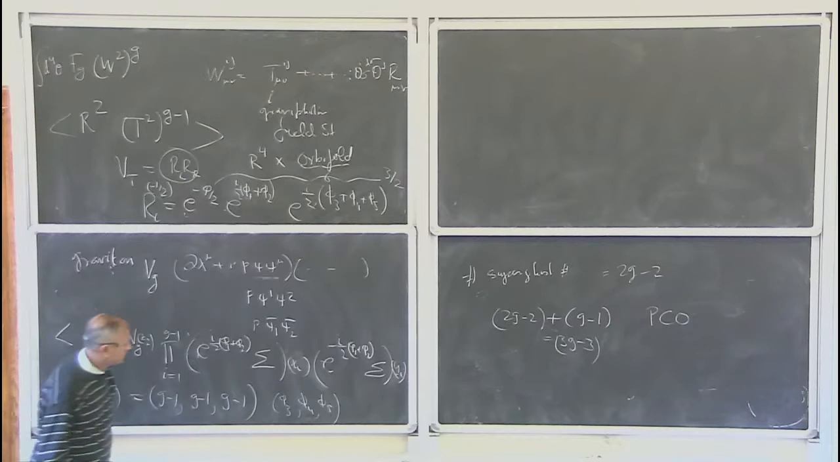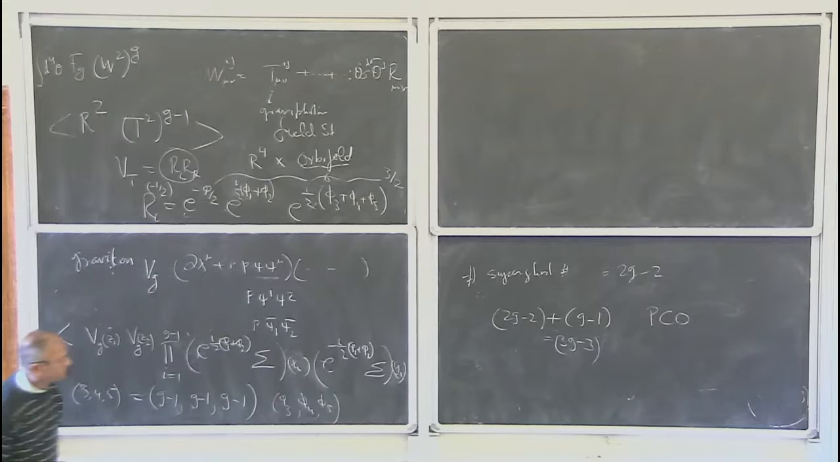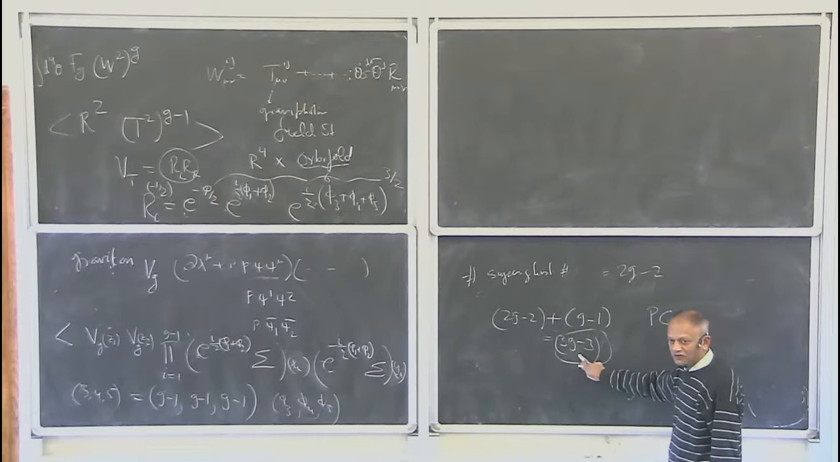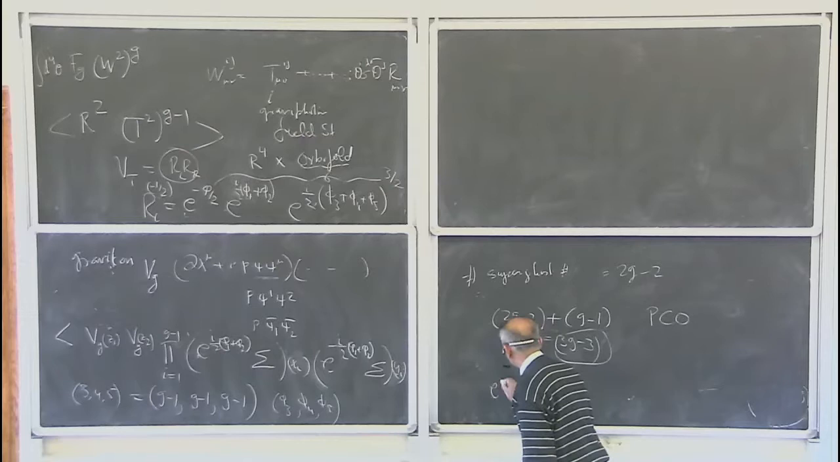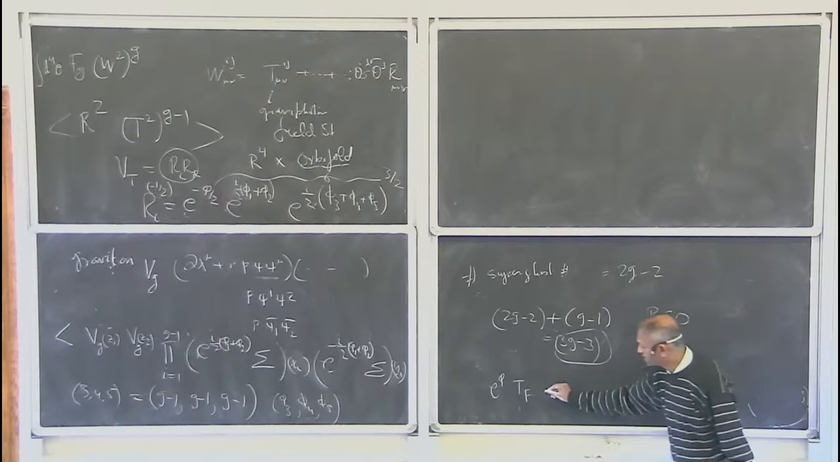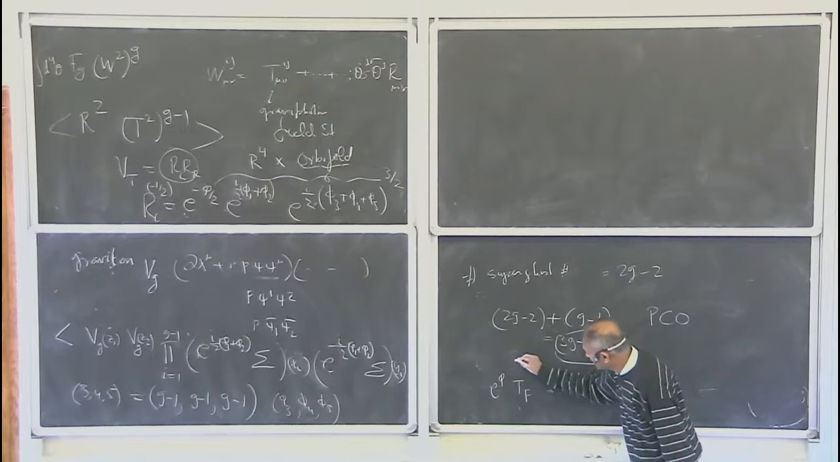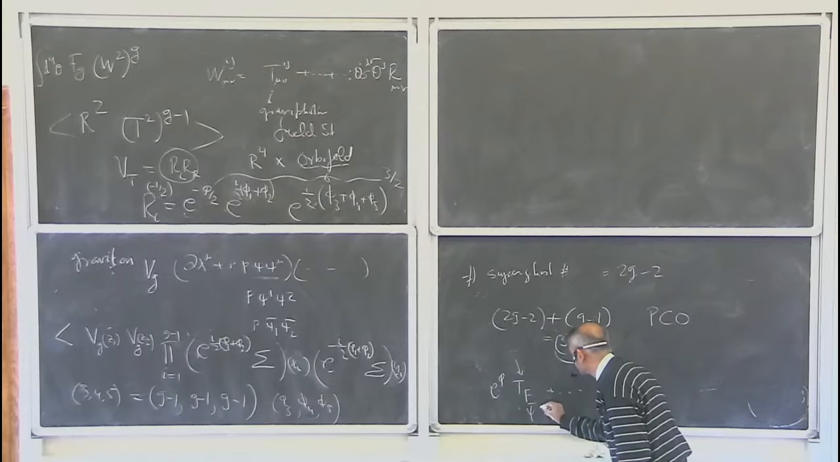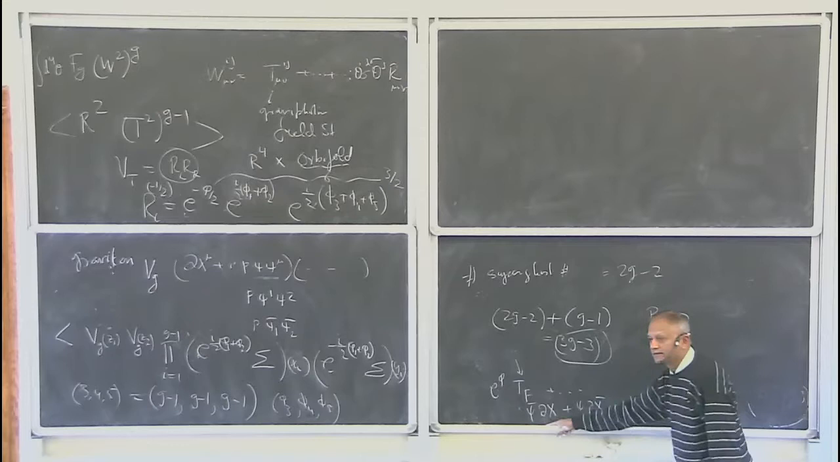Now, naively you would say the answer is zero, because how can you balance the charge, right? But we have the PCOs, and that's exactly the right number. Of course, there are many terms in the PCO. In particular, there is a term which is e to the phi, the super ghost, times TF, the fermionic partner of the stress energy tensor, plus other junk, okay? But only this part will contribute, because this is of the form psi bar dx plus psi dx bar, that is the structure. And there are 3G minus 3 of them.